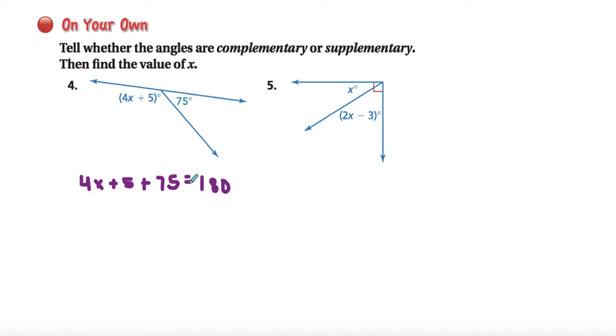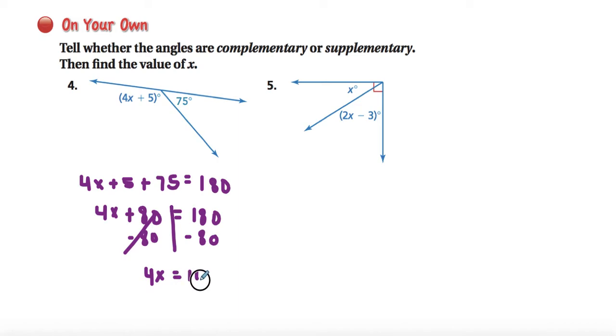I notice that this can be simplified, so I'm going to rewrite my problem as 4x plus 80 is equal to 180. And now I can use inverse operations. Instead of adding 80, I'm going to subtract 80 on both sides. 80 minus 80 cancels out to be 0, and I'm left with 4x. And 180 minus 80 is equal to 100.